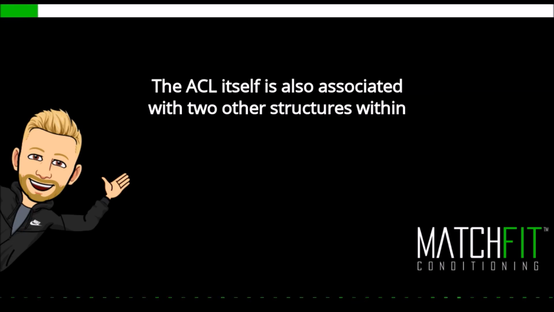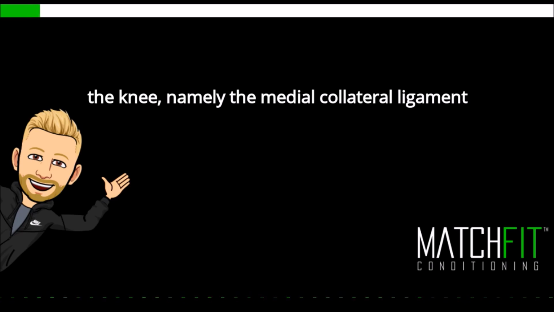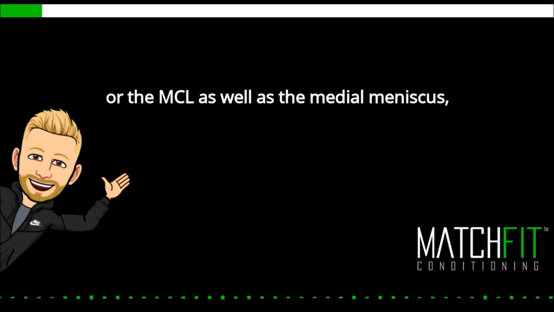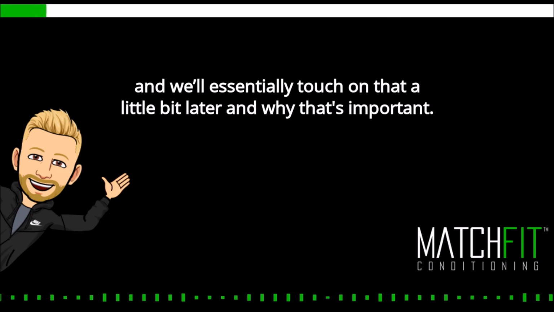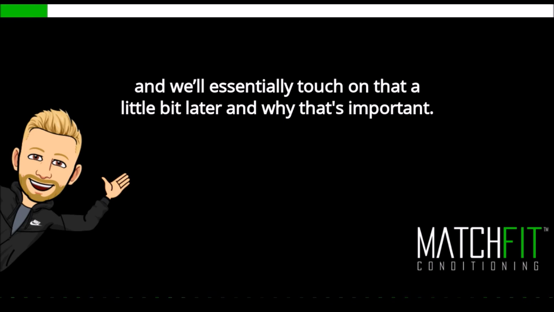The ACL itself is also associated with two other structures within the knee, namely the medial collateral ligament, or the MCL, as well as the medial meniscus, which is a shock absorbing pad within the knee. And we'll essentially touch on that a little bit later and why that's important.